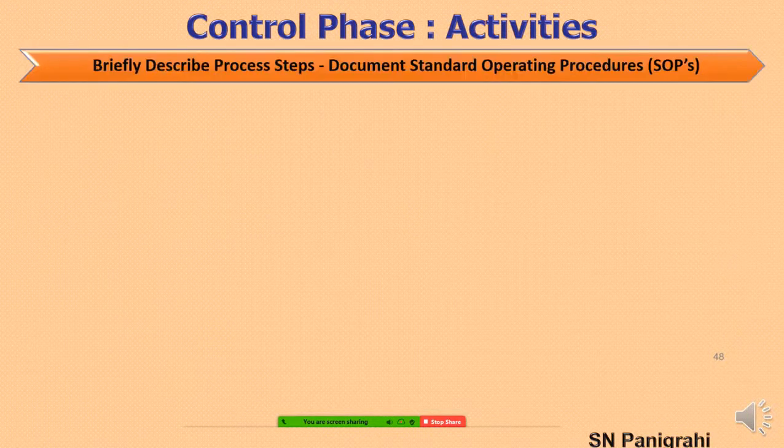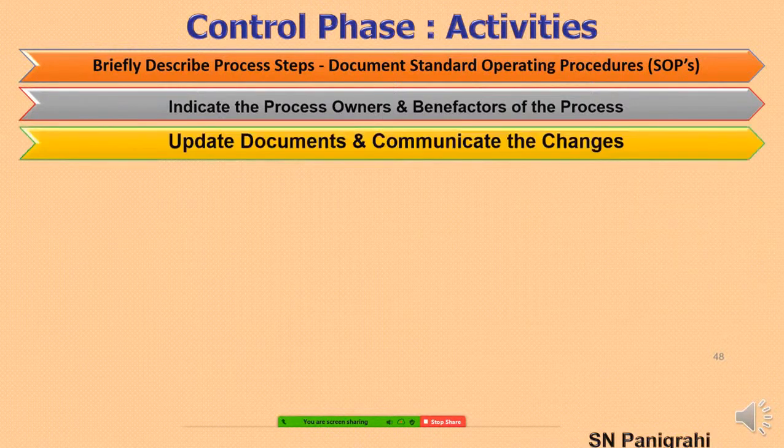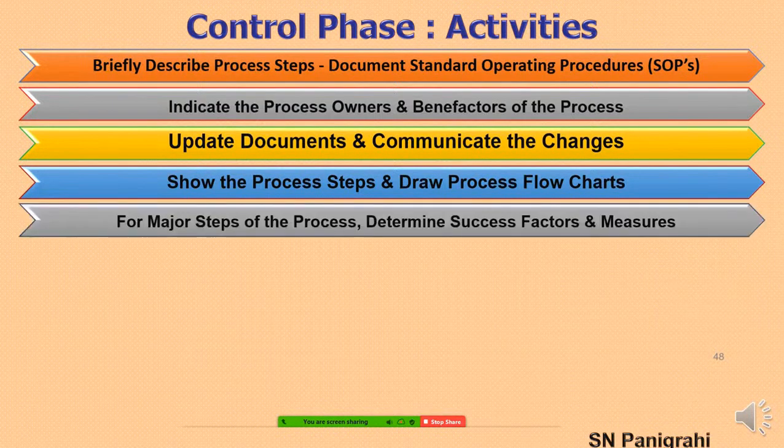Then in the control phase activity, we have to understand that it is the last process and very important, because whenever we say the project is a success and we are handing over to the process owners, we have to understand what we are submitting. So first, briefly describe the process steps and the improvements I have made, and they have to be documented. Standard operating procedures have to be written down. Then indicate the process owners and who the beneficiaries are. Then update the documents and communicate the changes to all the stakeholders concerned.